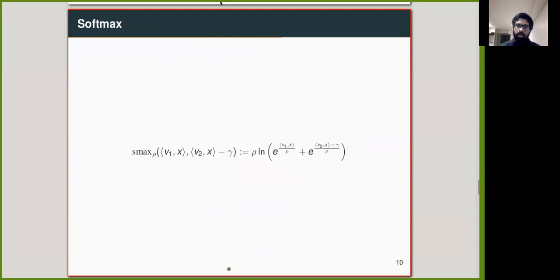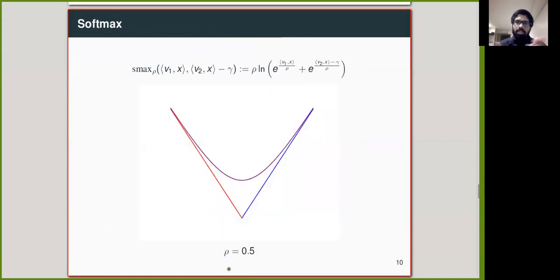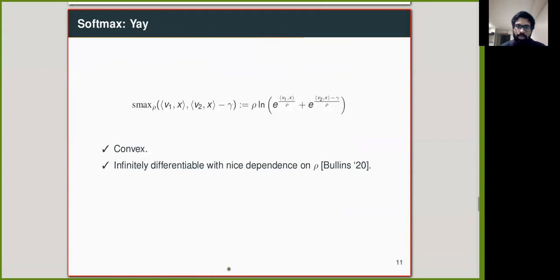So we need another trick here, which we do in the form of softmax. The softmax function is a function that approximates max, and it has a parameter rho. As you decrease that parameter rho closer to 0, it becomes a better approximation to max. And this function is convex, it's infinitely differentiable, and its LP constant is just rho to the minus p.